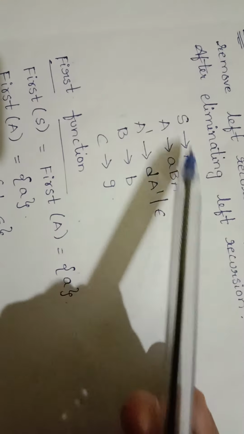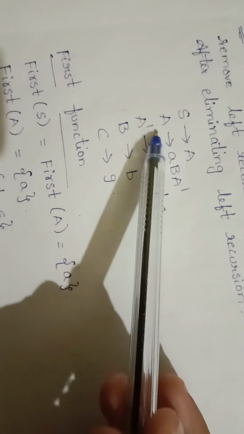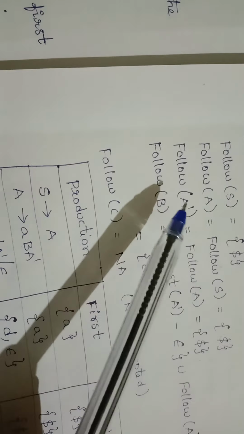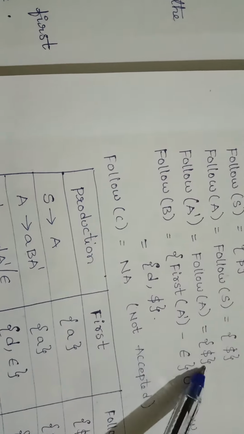So again we need to go for follow of A dash. Follow of A dash is follow of A. So follow of A is what? Follow of A is dollar. So follow of A dash is equal to follow of A, which is equal to dollar.